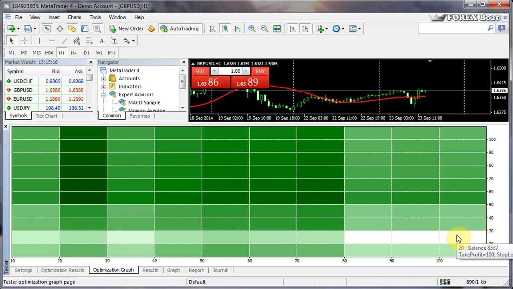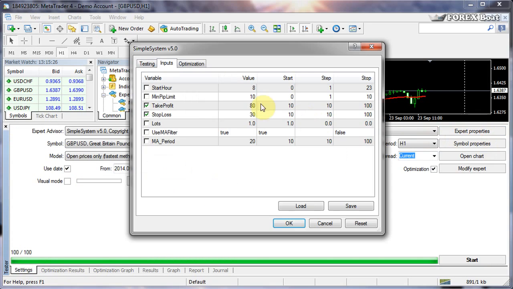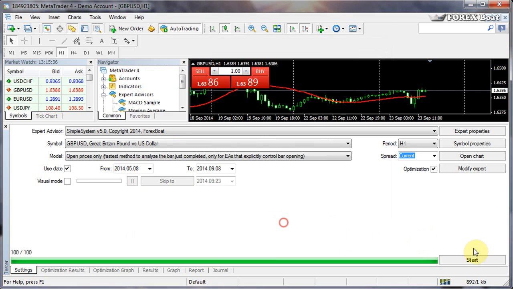And that is not even the case when your stop loss is equal to 10. So this is quite an anomaly, which is interesting to observe. So what we're going to do now is, as a first step, increase the number of steps. Instead of a step of 10, let's do a step of 5 and see how that affects our chart. So we'll click OK, and we'll start the optimization now.